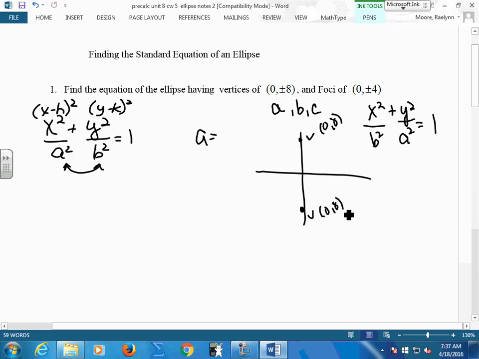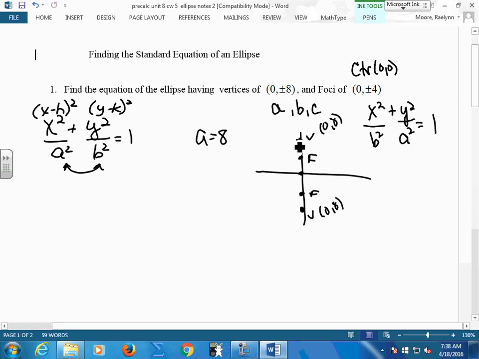Just A. The value from here to here, from your center. Oh, I thought we were doing A squared. What would your center be? 0, 0. So the center is 0, 0. So what's the distance from the center to the vertex? To one vertex point, 8. I thought we were doing A squared. Yeah, just give me A right now. We'll plug it in there. And your foci are at 0, 4 and 0, negative 4.